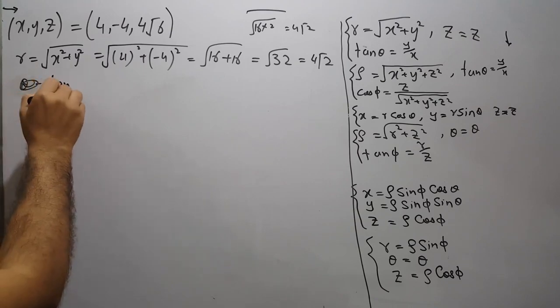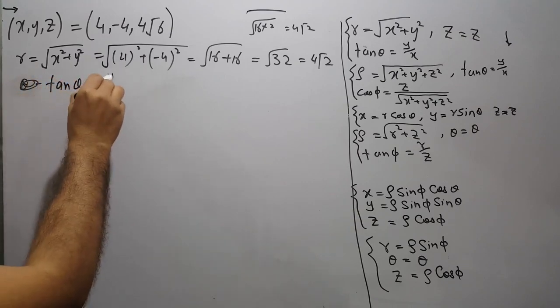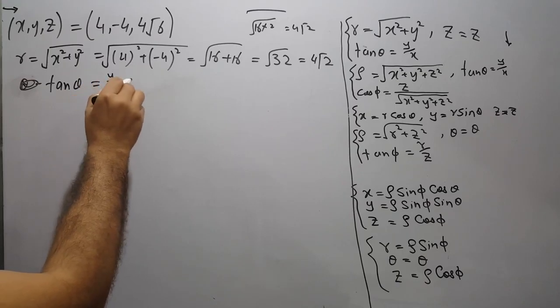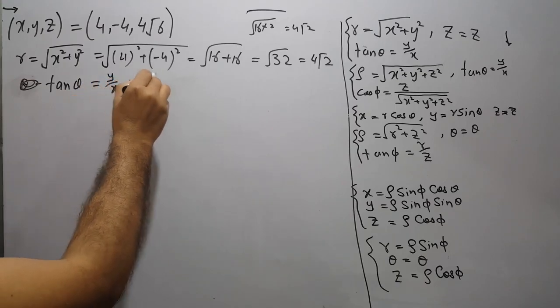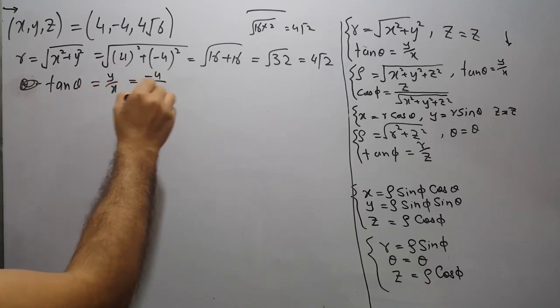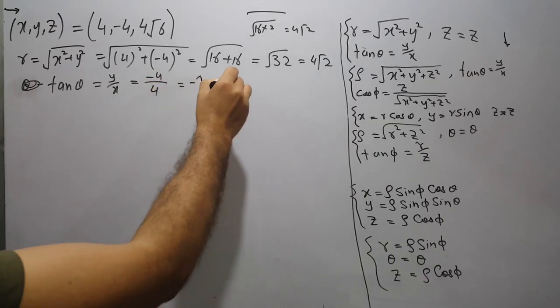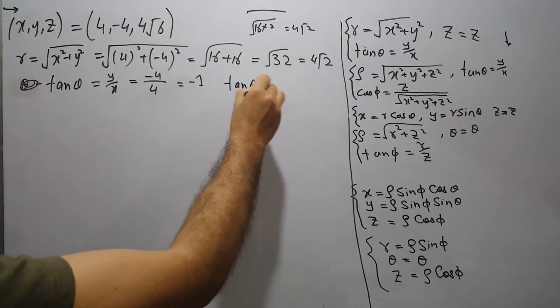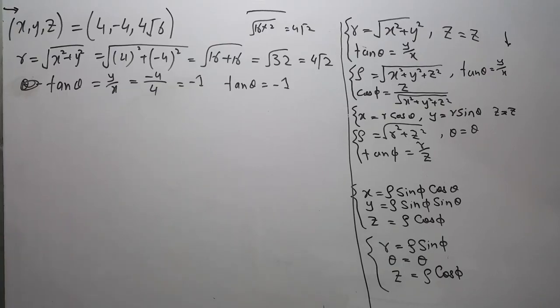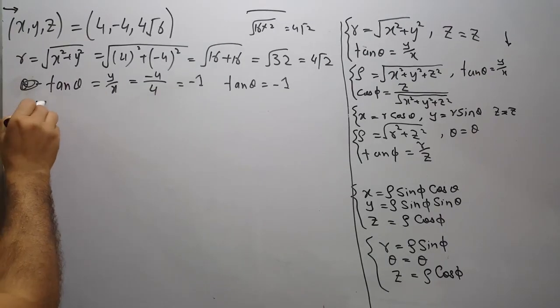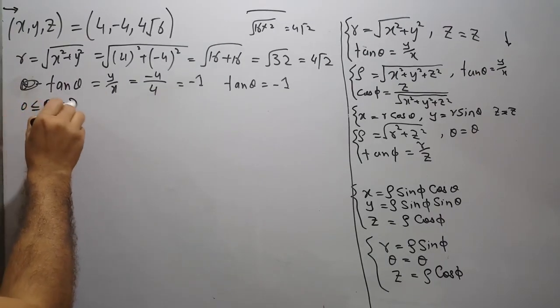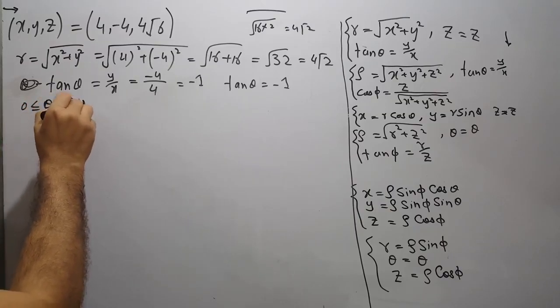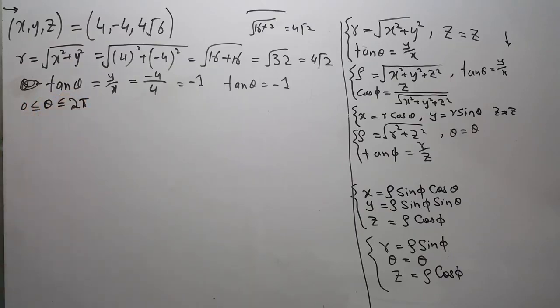For theta, we know that tan theta is equal to y over x. Y is equal to minus 4, x is equal to 4. That gives you minus 1. So tan theta is minus 1. Remember that theta is between 0 and 2 pi. That is, between 0 and 360.